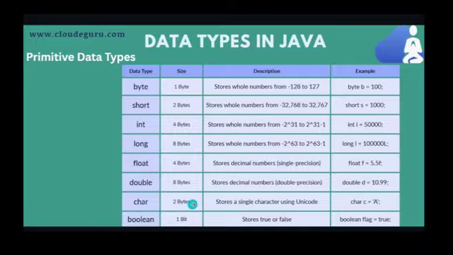Char has 2 bytes, so it stores Unicode characters. When you have a requirement to store single characters like a, b, c, like in a grading system A, B, C, in similar use cases you can use char as your data type, and its size is 2 bytes. And boolean can store two values, either true or false. So it's 1 bit, either 1 or 0, and its size is 1 bit. So you need to remember the size of these data types. That will help you.